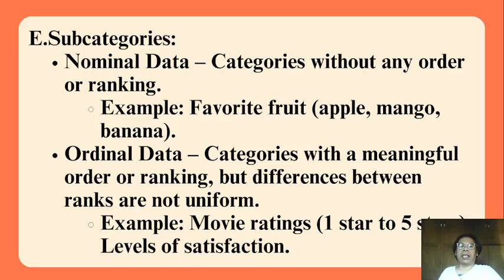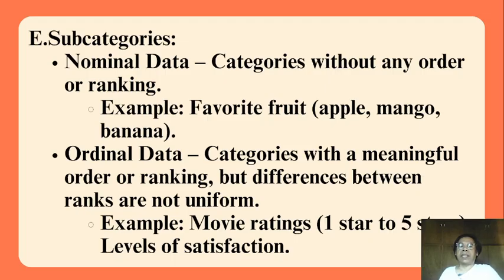Subcategories of qualitative data, we have nominal and ordinal data. When we say nominal data, these are without any order or ranking. Like for example, favorite fruit, apple, mango, banana. Ordinal data, these are categories with meaningful order or ranking, but differences between rank are not uniform. Example, movie ratings 1 star to 5 star, levels of satisfaction.